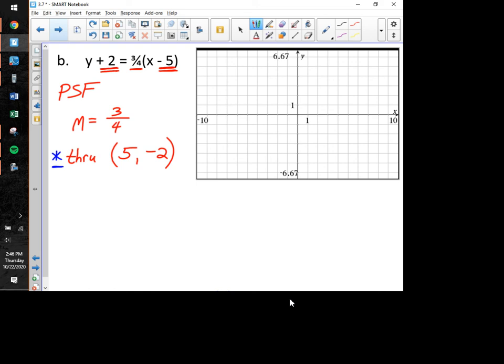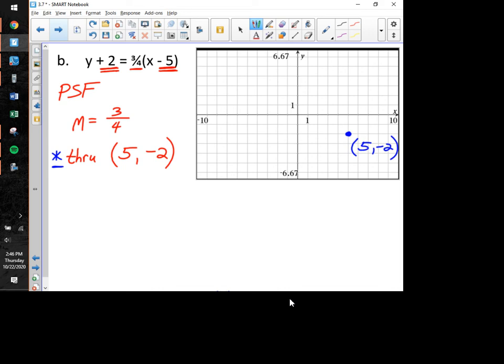It's a random point, but that is good enough, everybody, to be our starting point. So we're going to begin this line at the random point of 5, -2: 1, 2, 3, 4, 5, and down 2. That's going to get us to right here. In fact, I'm going to go ahead and label that as 5, -2.